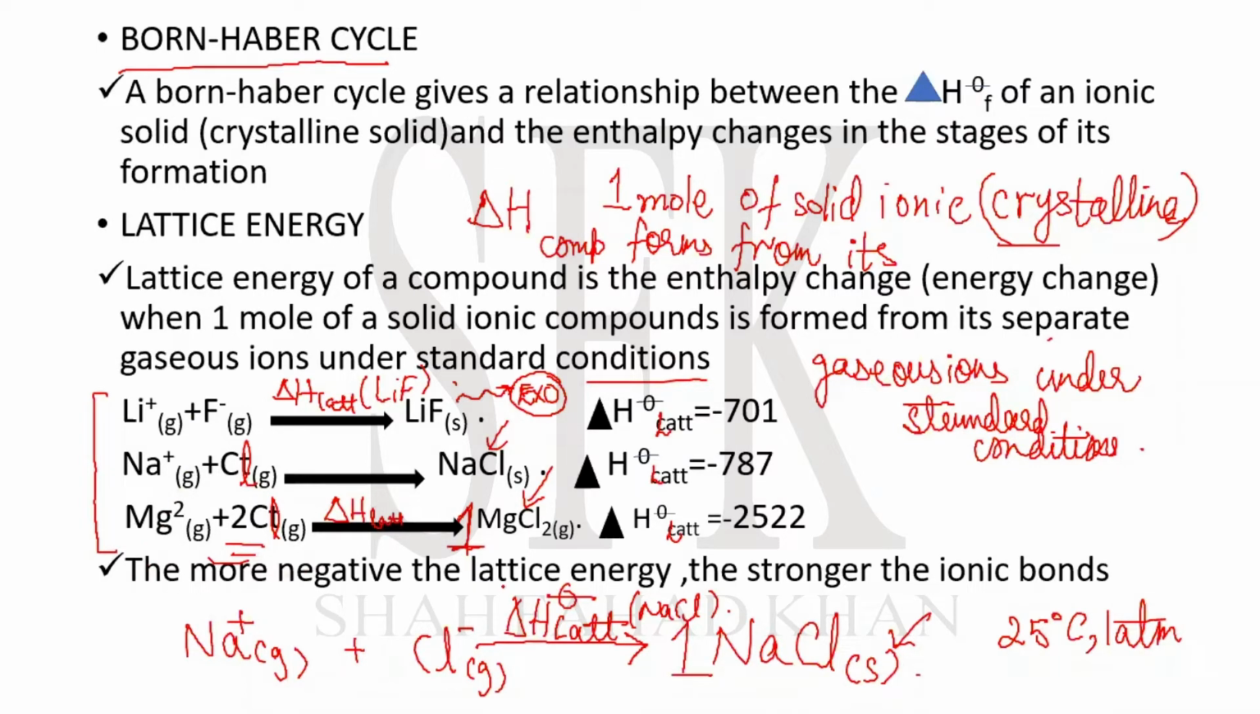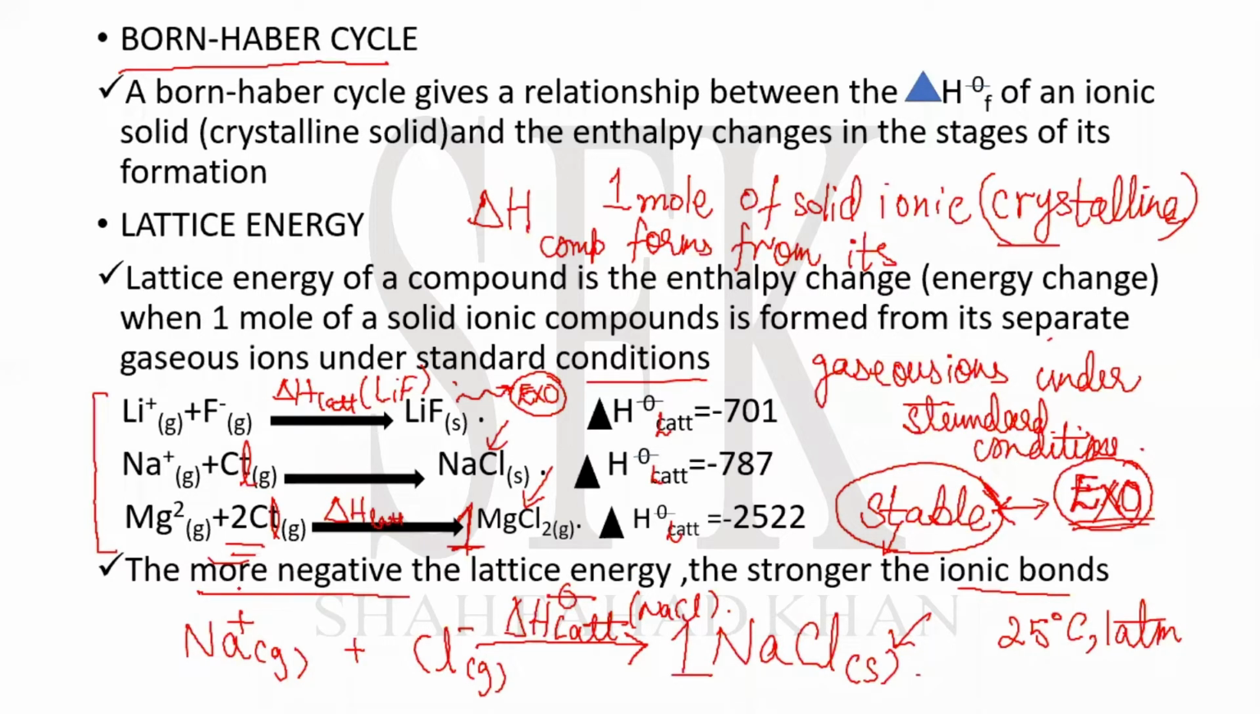And the more negative the lattice energy, this is an important statement, guys, the stronger the ionic bonds are. And I can say that the more stable the ionic product is, the greater its stability. If you review your AS again, remember we used to relate the stability with the exothermic reaction. Exothermic reactions generally have more stable products than the endothermic reactions. Reason? Because its products were at a lower energy level. This was a statement that we used to state during the AS. So over here as well, the more negative means the more exothermic the lattice energy is, the stronger the ionic bonds are, and the more stable the product is.